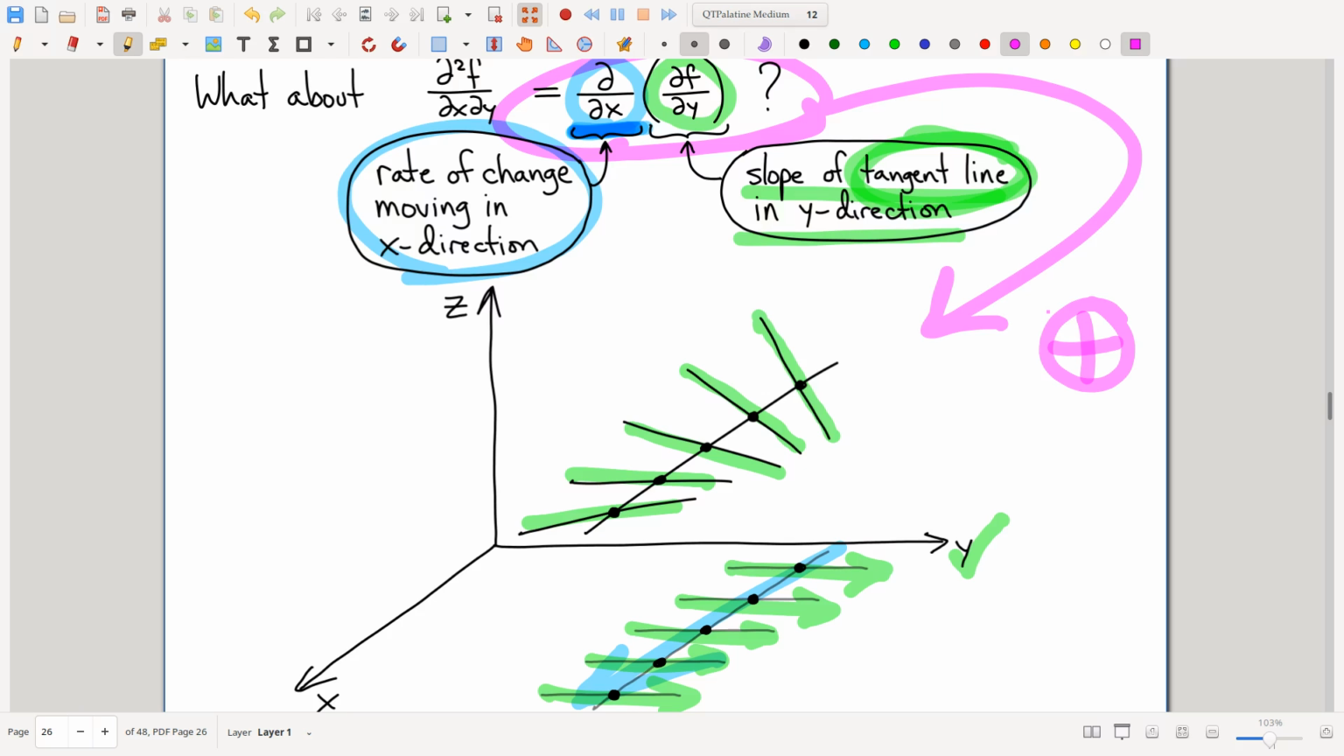By the way, one thing you're going to notice, intrinsic to how this expression manifests on the graph of f, is that it represents a twisting of the surface. That's just intrinsic to how this plays out. So this is what we call a mixed partial derivative. Mixed partial derivatives represent a twisting of the surface.